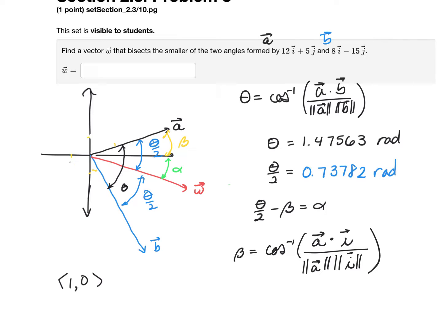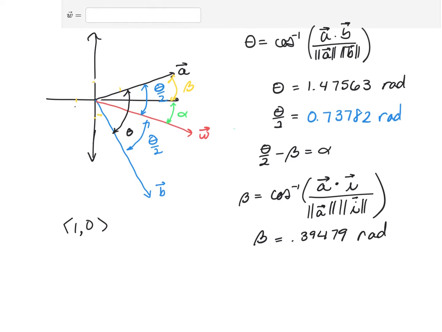All right, so I'm going to do this, and I get beta to be 0.39479 radians. Now, if I didn't want to do the same formula, I could have just done the tangent inverse, right? Because I know that my vector, I went 12 in the x direction and 5 in the y direction, so I can also find beta doing the tangent inverse. So back in pre-calculus 2 type stuff, and it's 5 divided by 12. Either way, I get the same value.